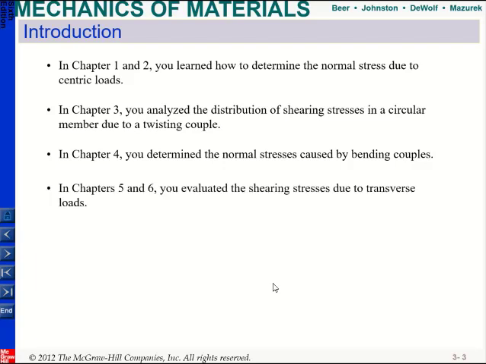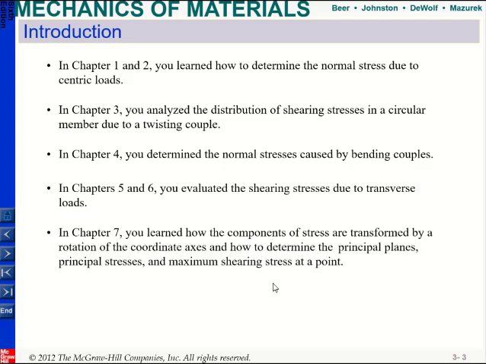In chapters 5 and 6 we found the shearing stresses due to transverse loads, and also determined how to find the shear and moment diagrams throughout the beams. And in chapter 7 we learned that if you determine stresses in one coordinate system, we can find our maximum normal stresses and maximum shearing stresses.